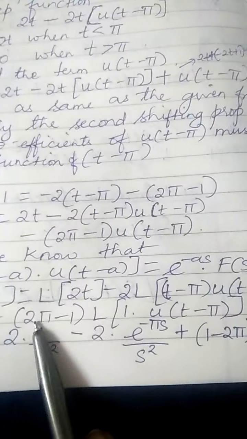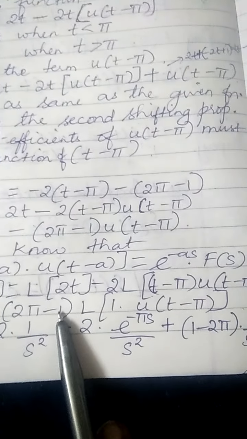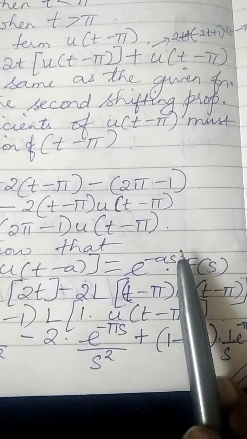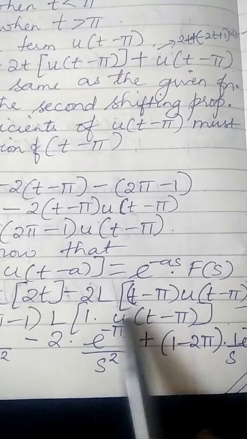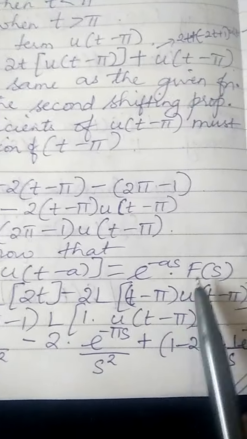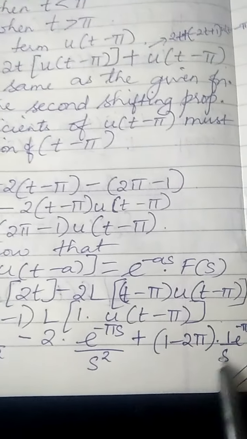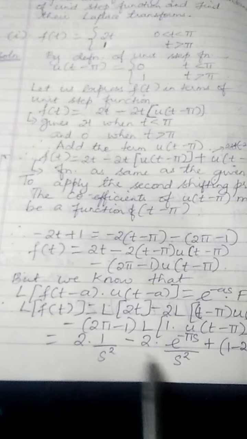Now the next term, minus 2 pi minus 1, L of 1. L of 1 into this. In this case f of t is 1, so F of s will be 1 by s into e power minus pi s. So again this term is also written using the second shift property. Hence the solution. Now the next problem, if we see, we have power 2.